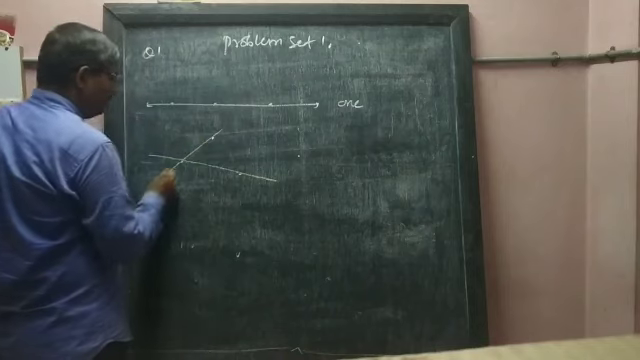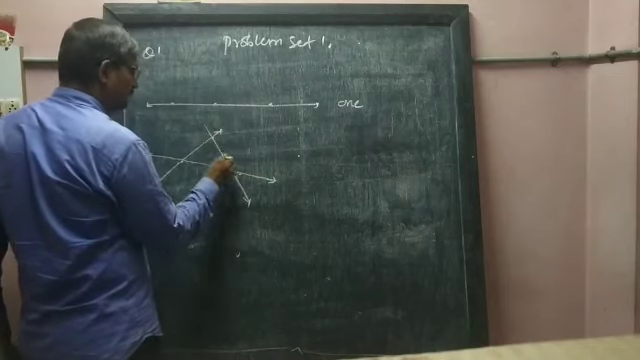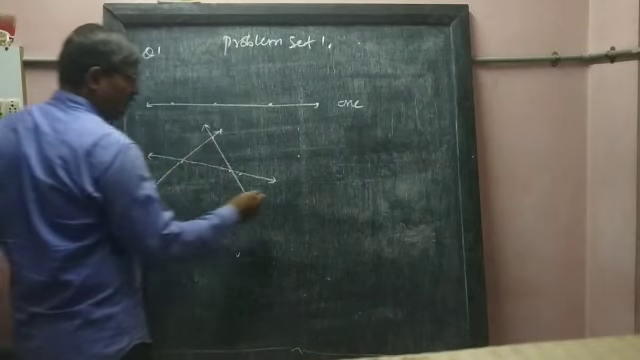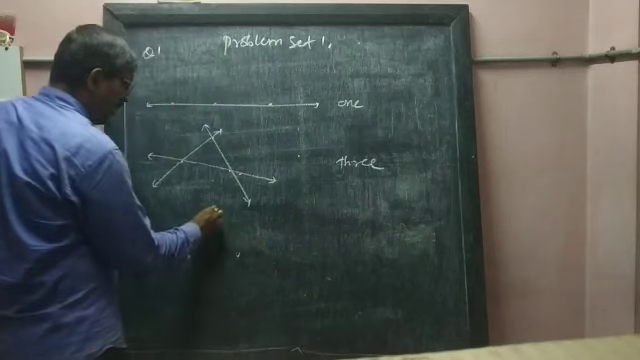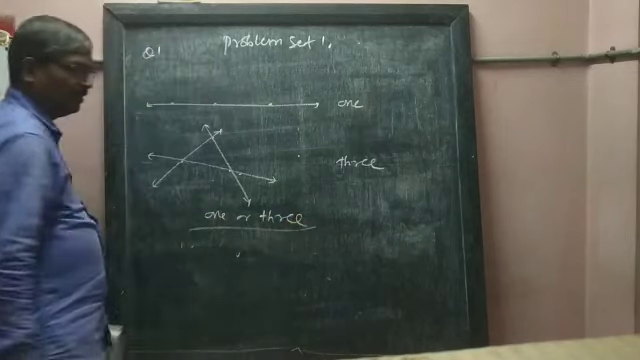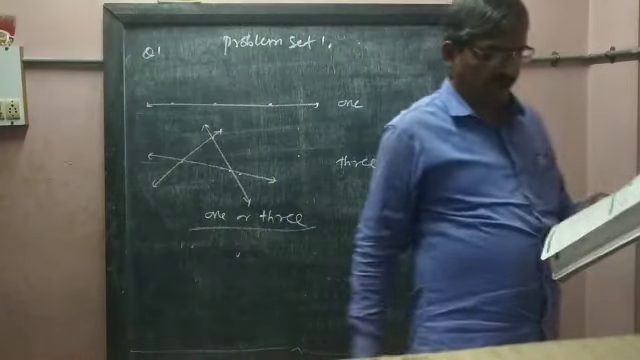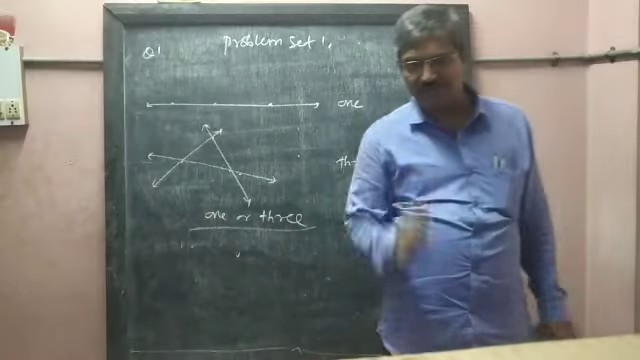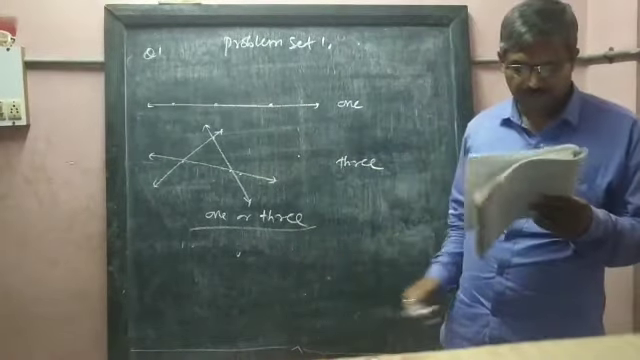1, 2 and 3. How many lines are passed? 3. So what will come as the answer? 1 or 3 is the answer, which means the option is C. How many lines are determined by 3 distinct points? 1 or 3.